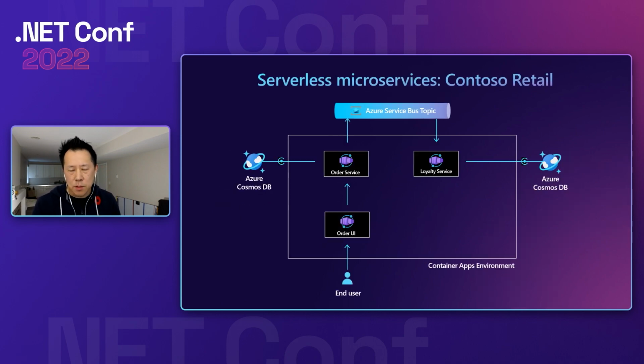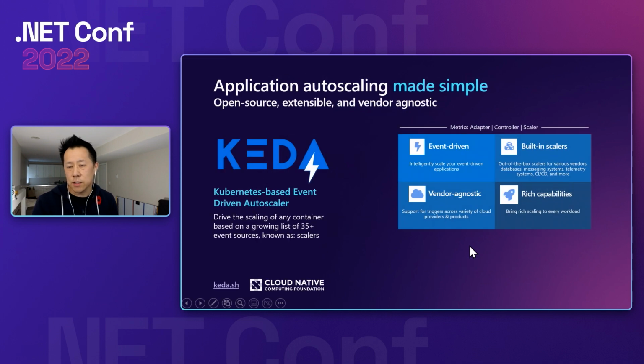So what we just deployed there was a simplified version of what you're seeing on the screen, which is a pretty typical application that we see customers deploy. You can see there's a UI running as a container app down here, and you can have an order service that is placing messages on the service bus topic, and then a loyalty service is reading it. And Azure Container Apps integrates with a project called KEDA for its scaling.